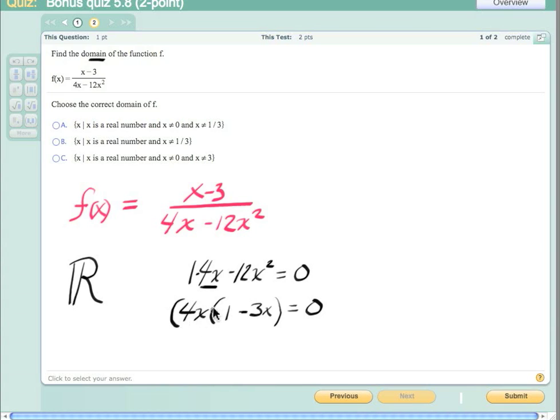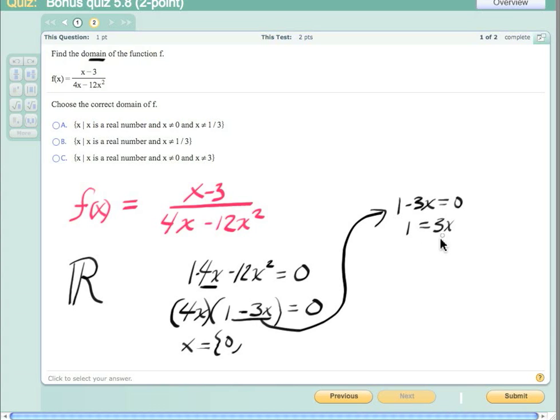Once again, we have two numbers, this number and this number multiplying to 0. And once again, we want to know what values of x make this bubble 0 and this bubble 0. Well, I can see that when x is equal to 0, 4 times 0 will be 0. That's one solution. And here, this is a little bit more complicated. Let's yank it out. We want to know when this is equal to 0. I'm going to add 3x to both sides. And then I'm going to divide both sides by 3.